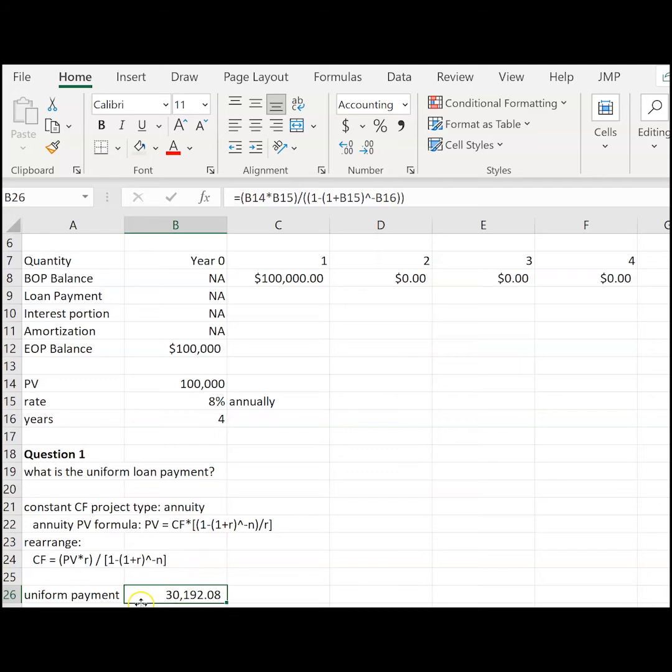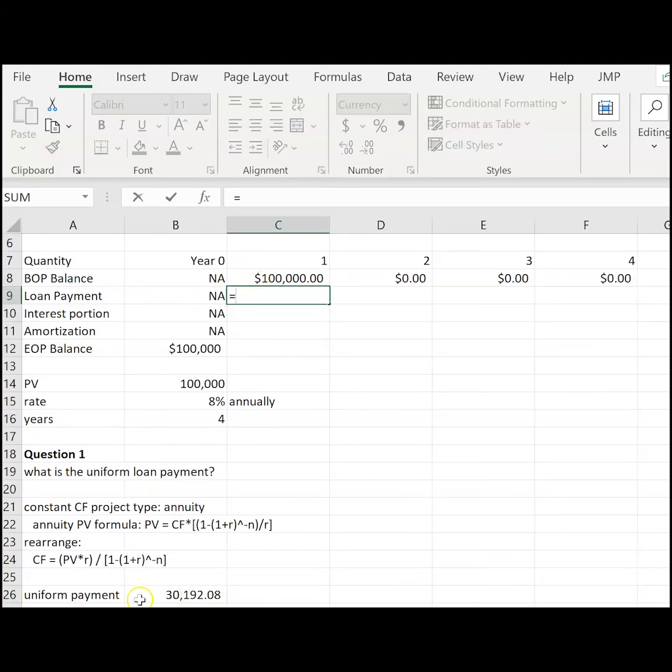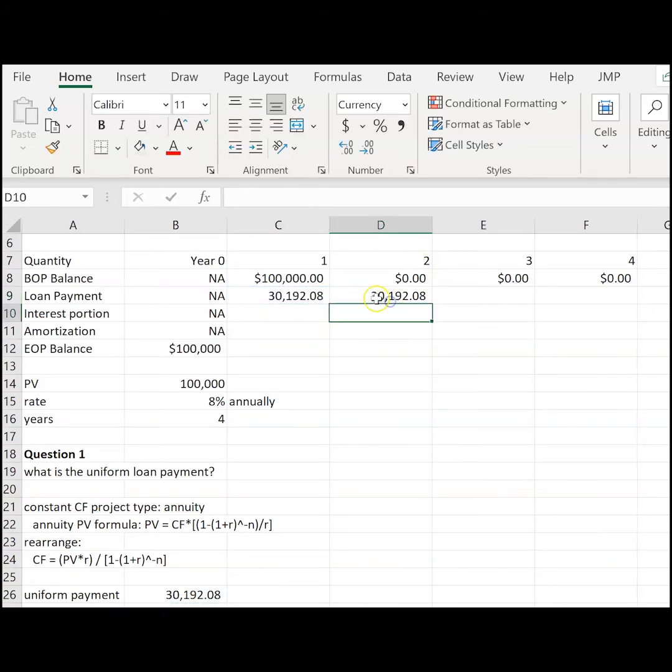All right, and this number right here is a uniform payment. I'm going to go ahead and plug this into our amortization schedule up here. So our loan payment for year 1 is going to be this $30,000. And it's going to be the exact same for year 2, 3, and 4. So I'm just going to drag this over.